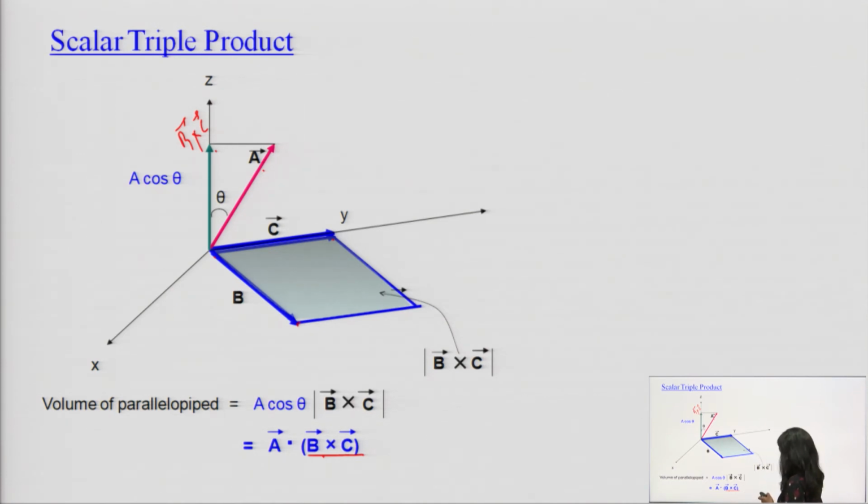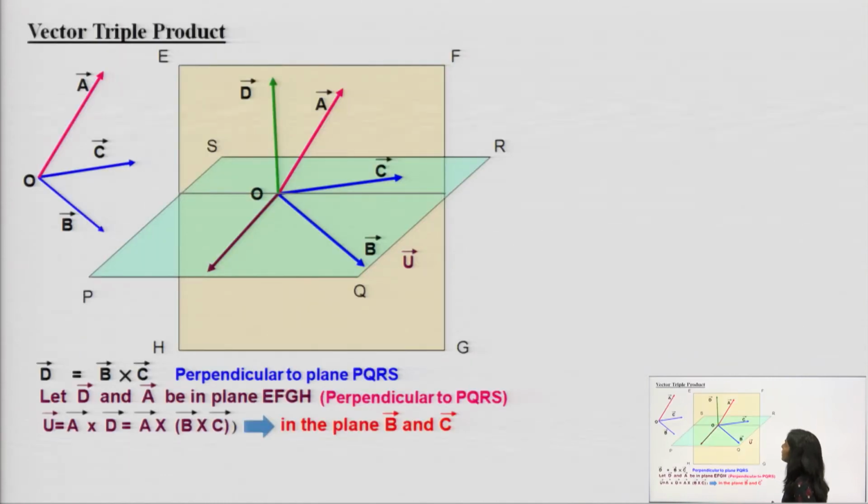Yes, this is the scalar product, and similarly this is the vector product. Suppose here are the three vectors A, B and C. First of all we will find the cross product of B and C. The cross product of B and C will be perpendicular to both, meaning it will be something like this. Again further we need to do a cross product of these two.